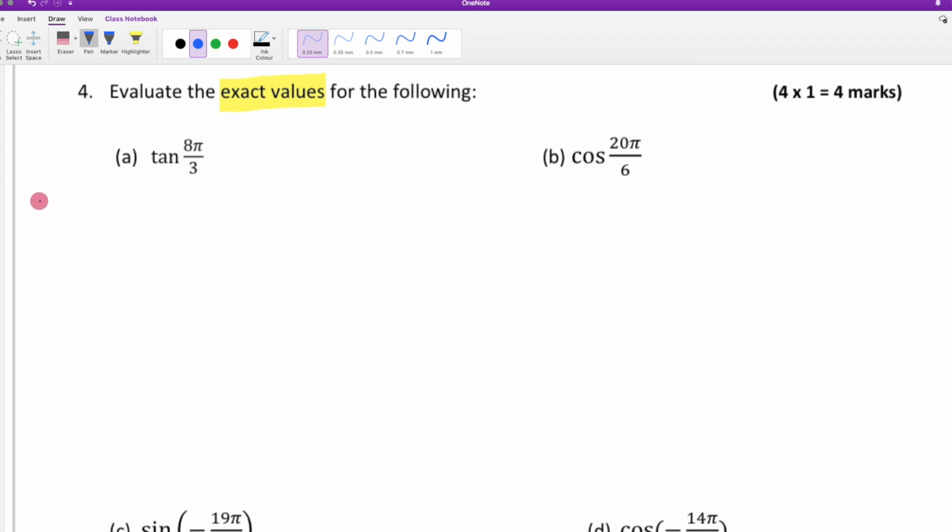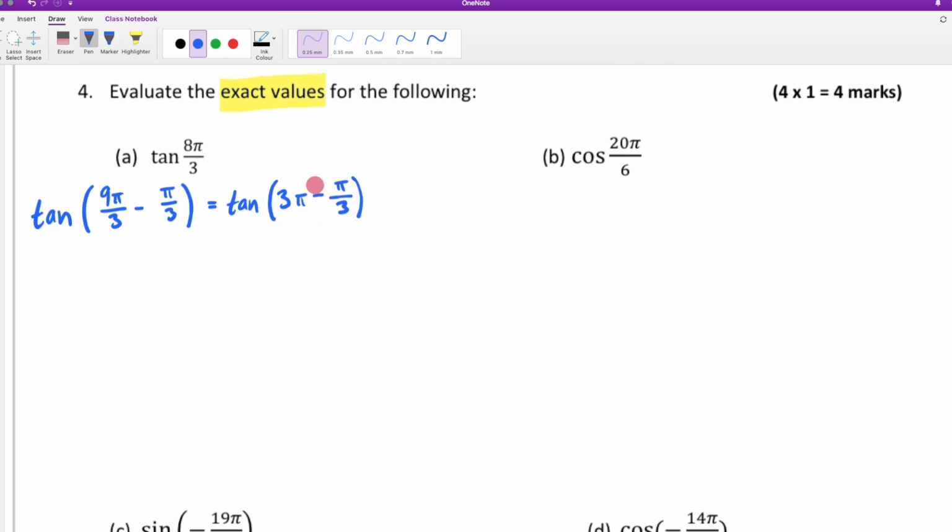So if I have tan of 8 pi on 3, I would break that down into 9 pi over 3 minus pi on 3. The reason why I would do that is because pi on 3 is an angle that I have in my first quadrant. We call these the reference angle. So now I could rewrite this as tan of 3 pi minus pi over 3.